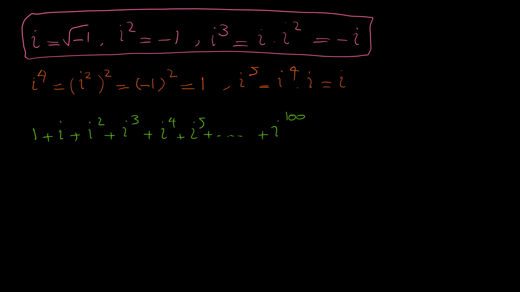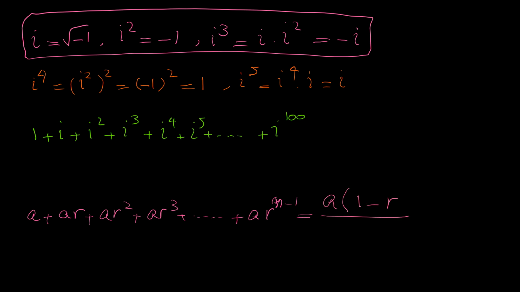Let me remind you, in the geometric series, when we have A plus A times R plus A times R to the 2 plus A times R to the 3 and so on up to A times R to a power like n minus 1. So A plus AR plus AR to the 2 plus AR to the 3 and so on up to A times R to the n minus 1. The sum is A times (1 minus R to the n) over (1 minus R).